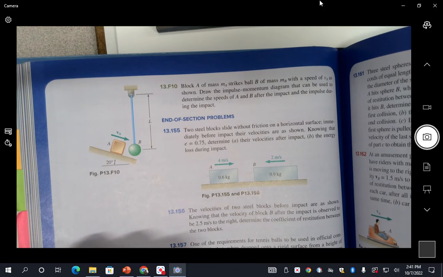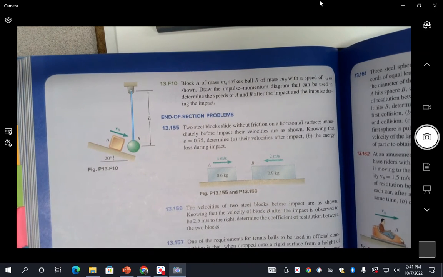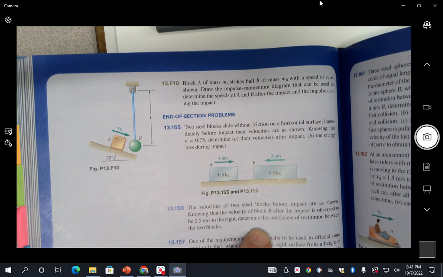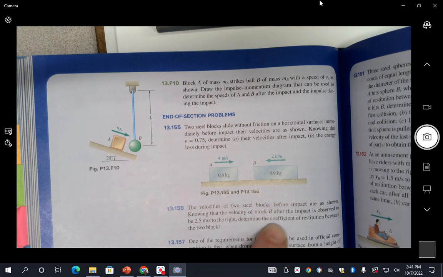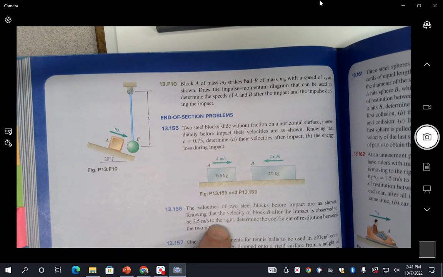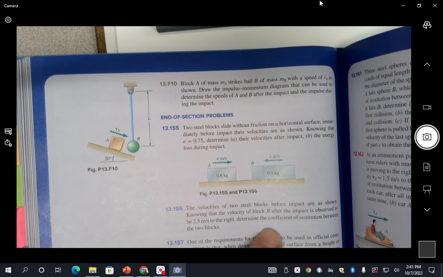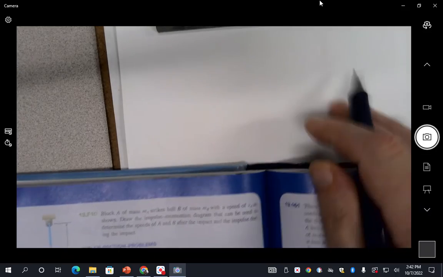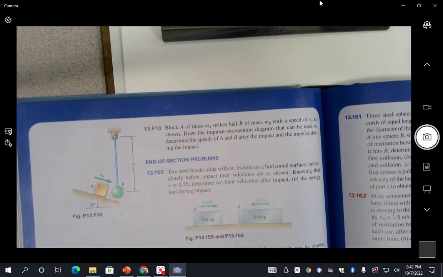Want to do this one, or do you want to do the other one? You could do it the other way around too. We could say that knowing that the velocity of block B after the impact is observed to be 2.5 meters per second to the right, determine the coefficient of restitution. Which one do we want to do? Do both of them? Or the bumper cars and this? Let's start with one of them.